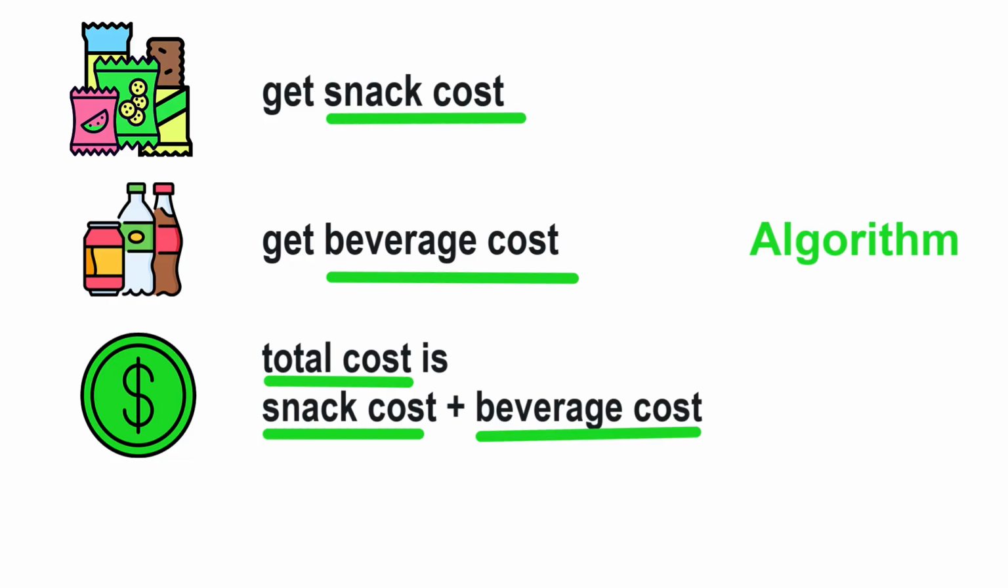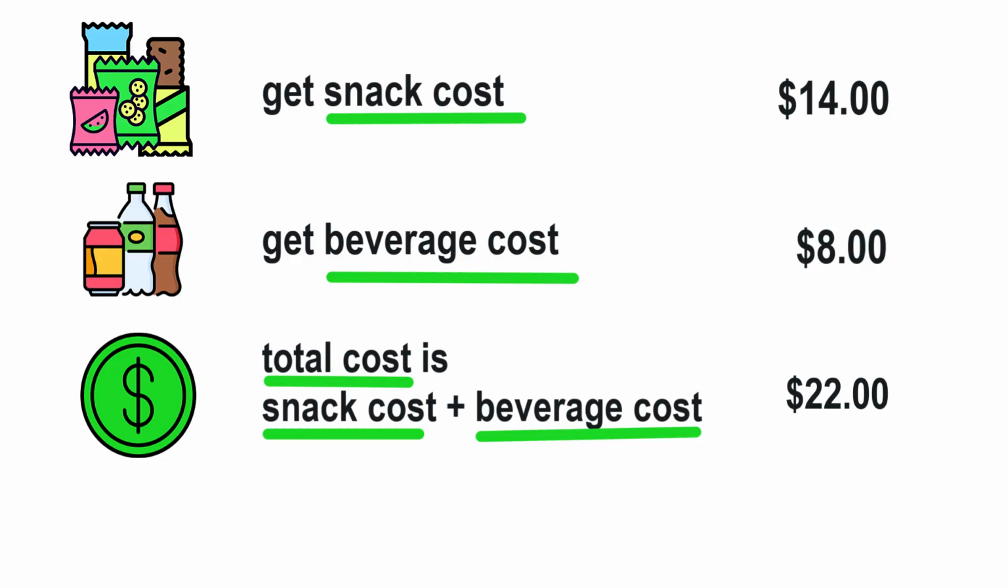So for instance, if the snack cost is $14 and the beverage cost is $8, the algorithm would correctly calculate the total cost of $22. On the other hand, if the snack cost is $24 and the beverage cost is $10, the algorithm still works correctly, finding a total cost of $34.